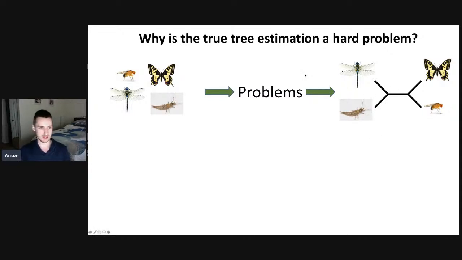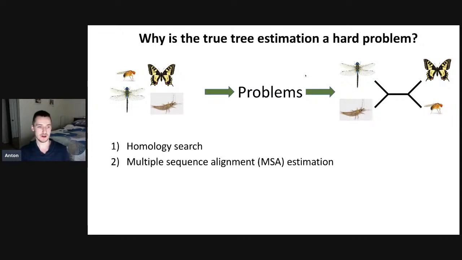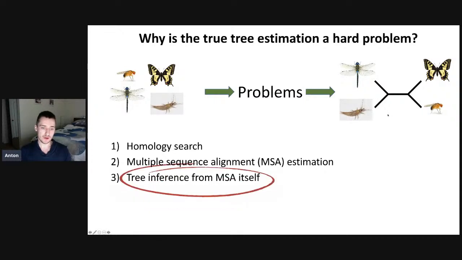And of course, there are problems again. First is homology search, which is a very problematic and difficult procedure. Then we have multiple sequence alignment estimation, which is also a hard problem. And of course, tree inference itself is a hard problem. So everything is problematic. And unfortunately, trees cannot be observed; they can only be inferred. So what I'm going to focus on is applying deep neural network approaches to accurately infer species trees.